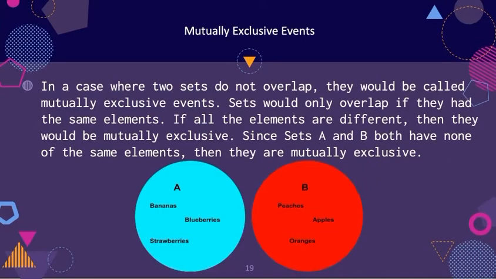In a case where two sets do not overlap, they would be called mutually exclusive events. Sets would only overlap if they had the same elements. If all the elements are different, then they would be mutually exclusive. Since sets A and B have none of the same elements, they're mutually exclusive. If you look at the bottom, set A has bananas, blueberries, and strawberries, and B has none of the same because it has peaches, apples, and oranges, so there is no intersection.